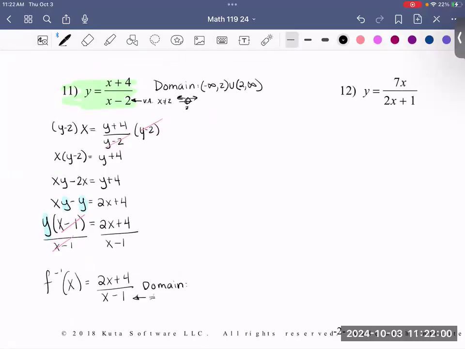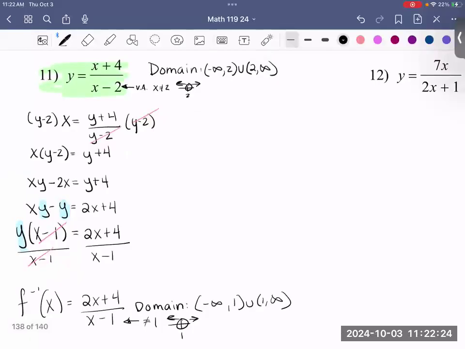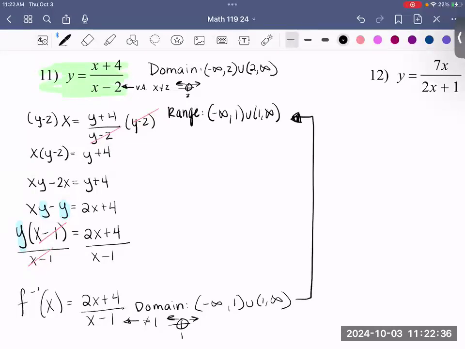For your domain here, we don't want x to be 1. So we are just skipping the value 1 and going on either side. So we're going from negative infinity to 1, union 1 to infinity. Again, if you're having trouble with the writing of a domain or finding the restriction of the domain, please go and see that video about domain restrictions. So this just means that the domain here is going to be the range of your original, and the range of this one is really the domain of this one.